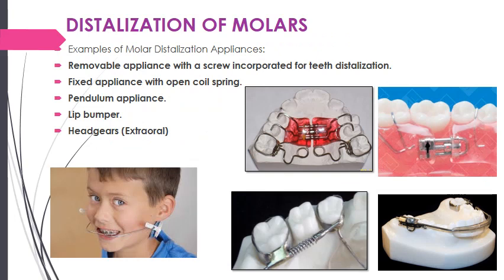And devices, as we said before, for distalizing the molars, such as the removable appliance with a screw incorporated in it for teeth distalization, or we have the fixed appliance with the open coil spring, or we have the pendulum appliance, as we can see here, or the lip bumper that can produce distalization of molar and anterior tipping of the lower anteriors, or the headgear, which is an orthopedic appliance that is located extraorally.